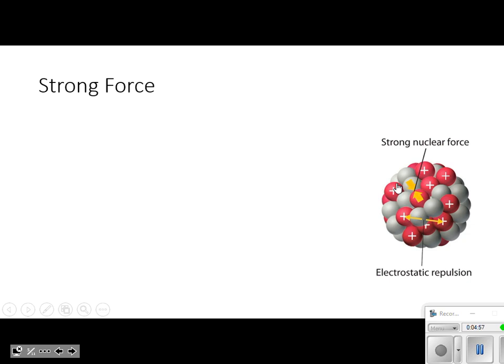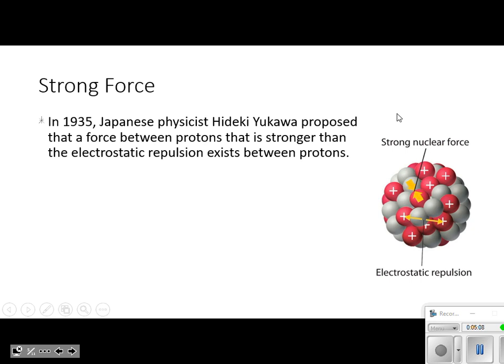On your notes, you learned something about a strong force. And this is the exact diagram I had on the video for the strong force. Now, Hideki Yukawa proposed that there was a force between protons. And he said that that force between protons was stronger than the repulsion force of the protons. We all know that opposites attract. Okay? Likes repel. So those plus charges are repelling each other. But yet they're stuck close together here in the nucleus. Why aren't they repelling? Because of this strong force. This force between protons that hold them together.